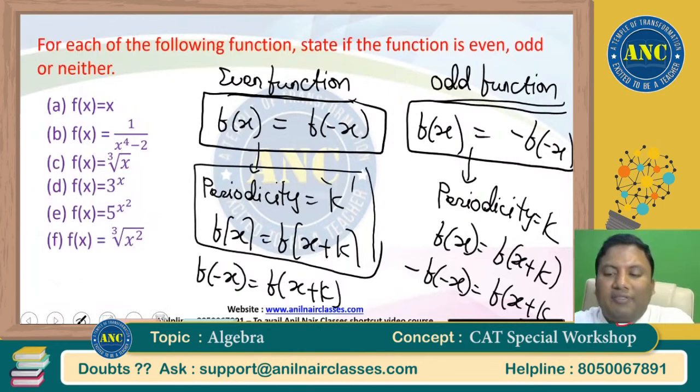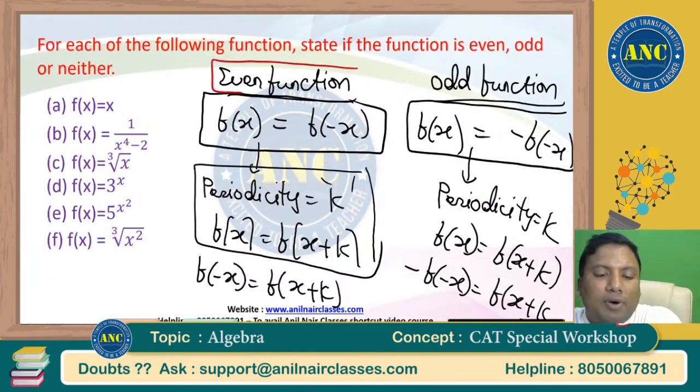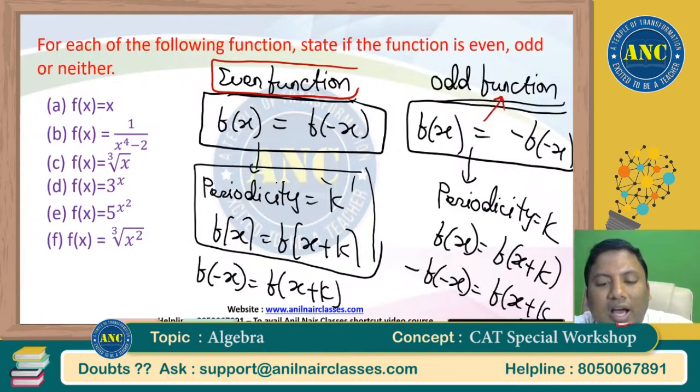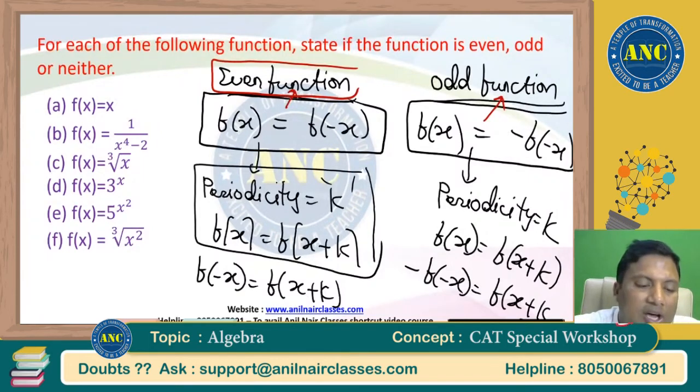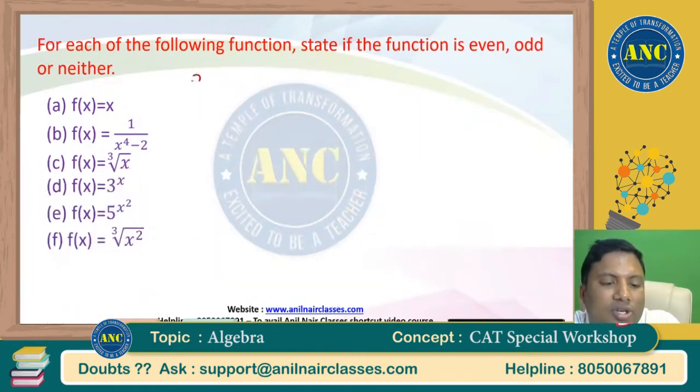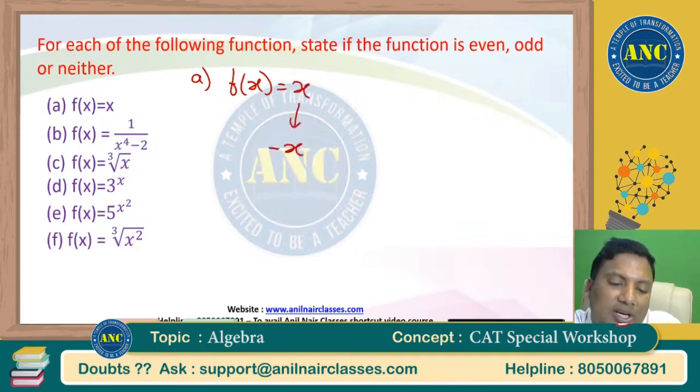Odd and even functions are extremely important. This is an even function: replace x with minus x and the function does not change. If you replace x with minus x and the function takes a negative value, then that function is called an odd function. Otherwise, it is an even function. Now, one by one we will discuss. Question A: f of x equals x. If I replace x with minus x, it becomes minus f of x.